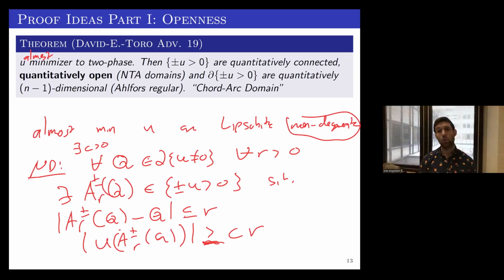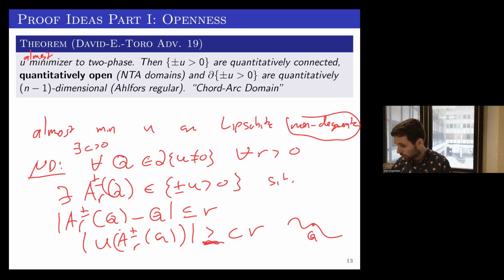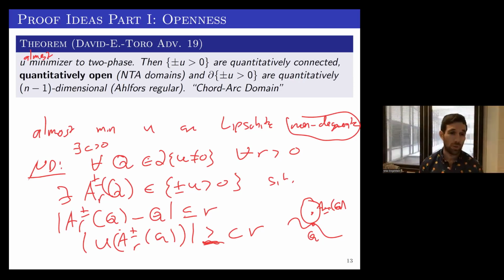So it's saying that u grows linearly off the free boundary. You have some point on the free boundary here, Q, and there's some point, A plus or minus R of Q, and at this point u is not very small. But because u is Lipschitz, that actually means that in a ball containing this point, u is not very small, which tells you that in a ball containing this point, you're still in the positive or negative set. And this is what gives what people call corkscrews, which is the quantitatively open characterization.